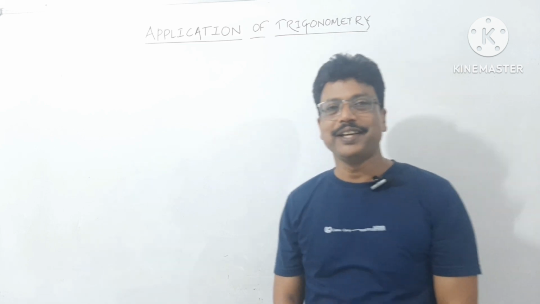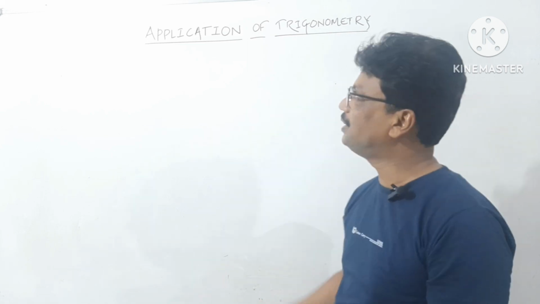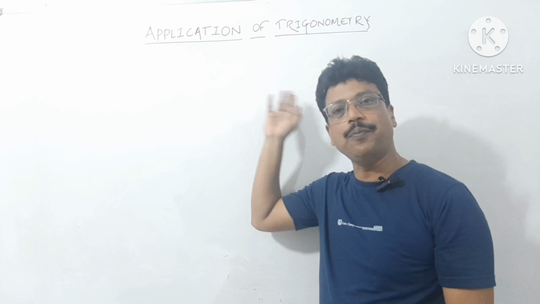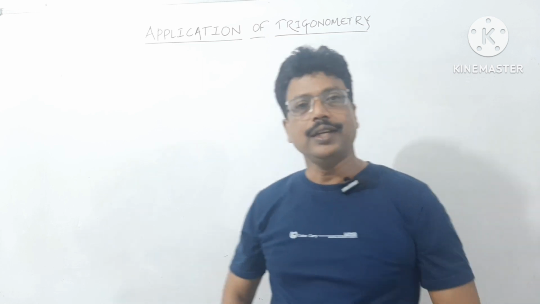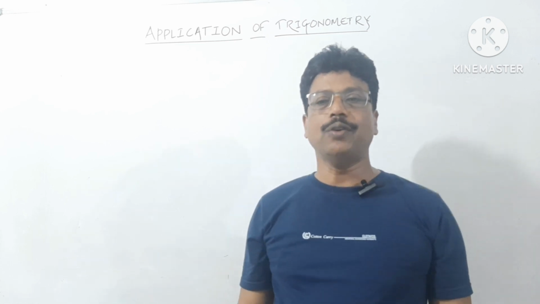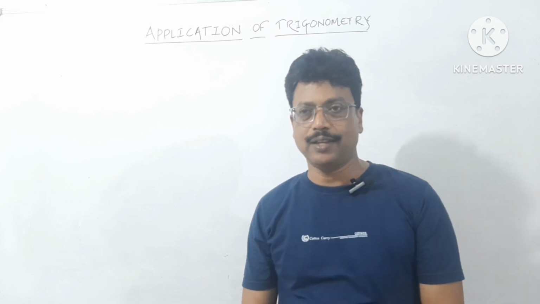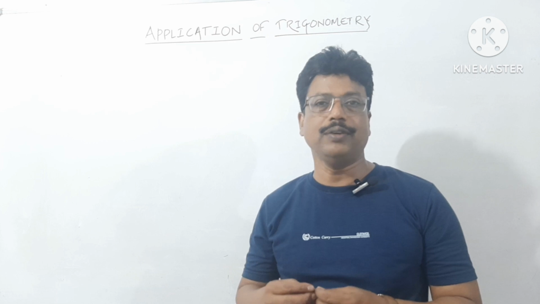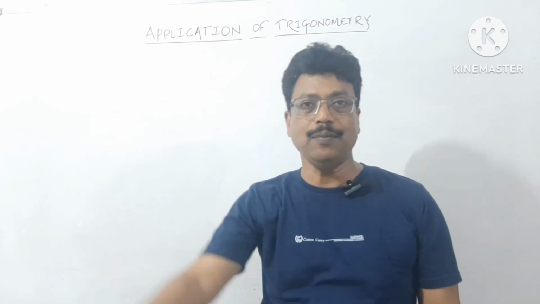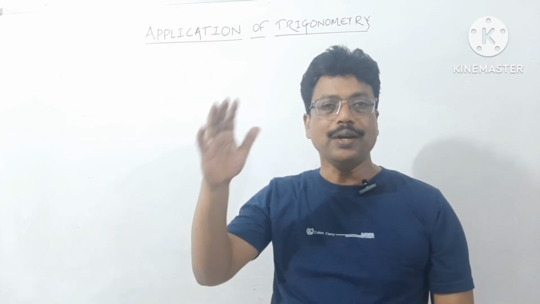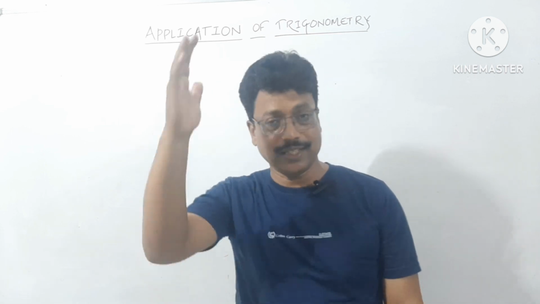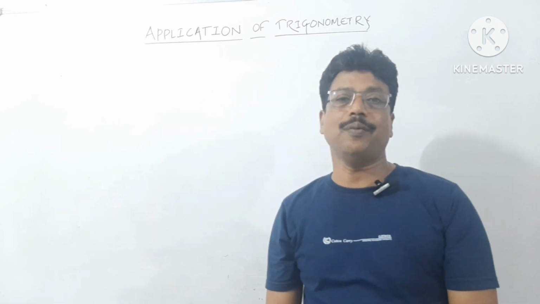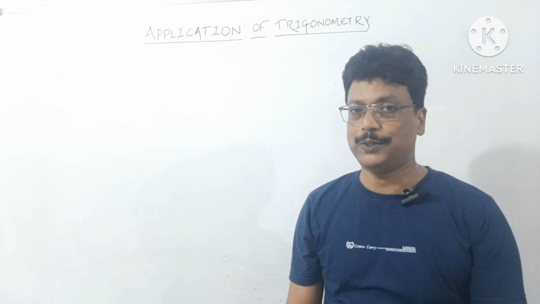Hello students, we are going to study a new chapter, that is application of trigonometry. In this chapter we have to study heights and distances, which means things a human being cannot measure with a measuring instrument. It is impossible for a human being to measure such heights. In such situations trigonometry is used.